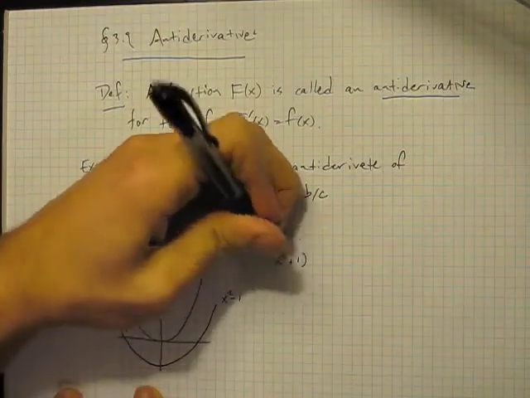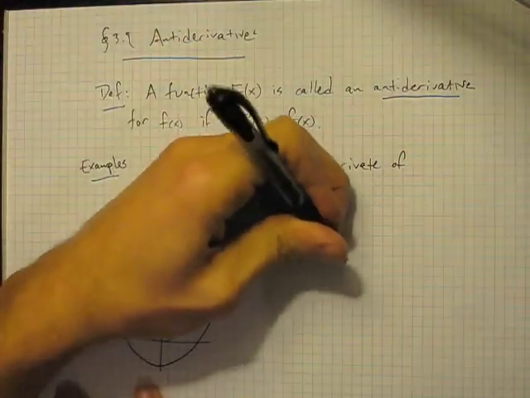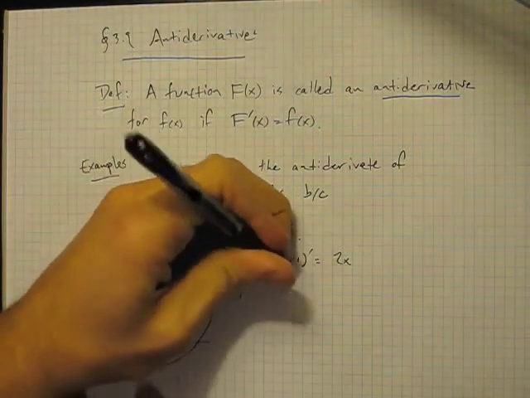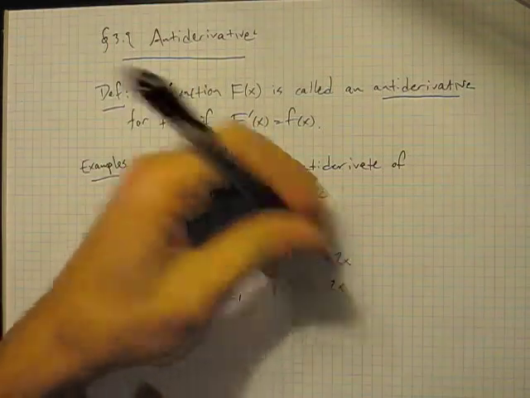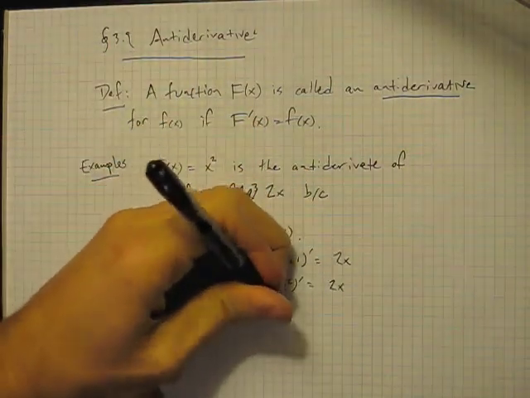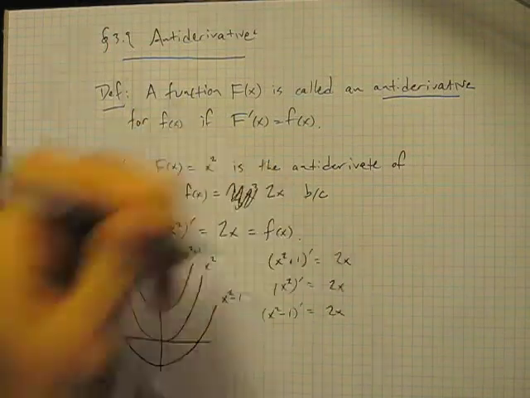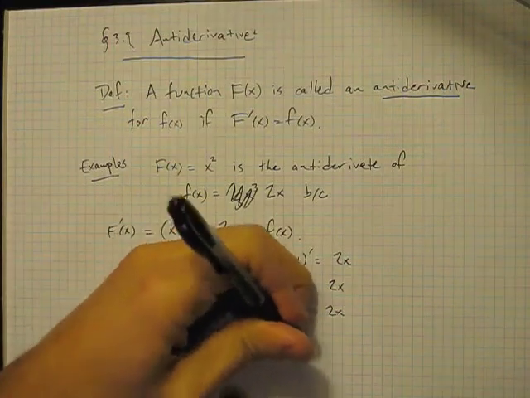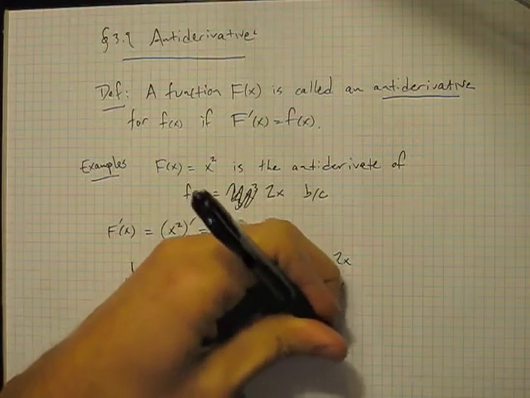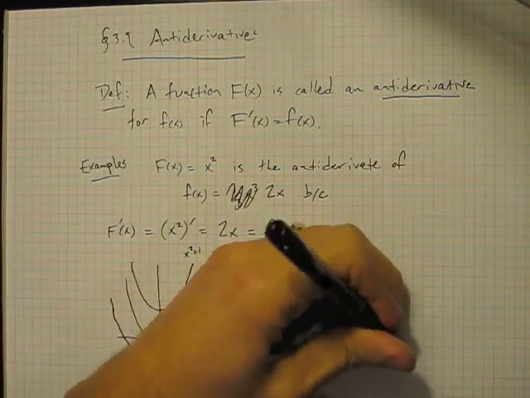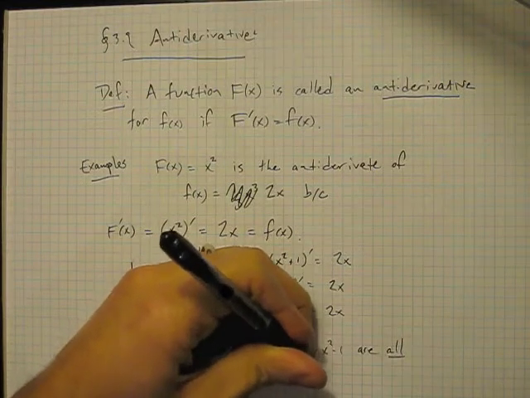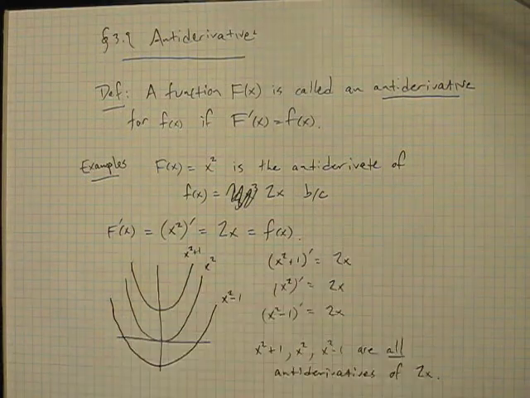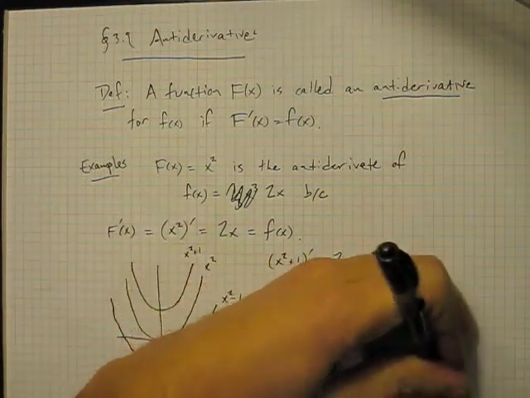Now let's take the derivatives of each of these functions. Okay, if we take the derivative of x squared plus 1, then we get 2x, of course, because that's a constant, so it becomes 0 in the derivative, and x squared becomes 2x. The derivative of x squared is 2x, it's the same, and the derivative of x squared minus 1 is also 2x, so these are the same. Okay, so what does that mean? That means that x squared plus 1, x squared, and x squared minus 1 are all antiderivatives of the function 2x. Okay, this is very, very key.